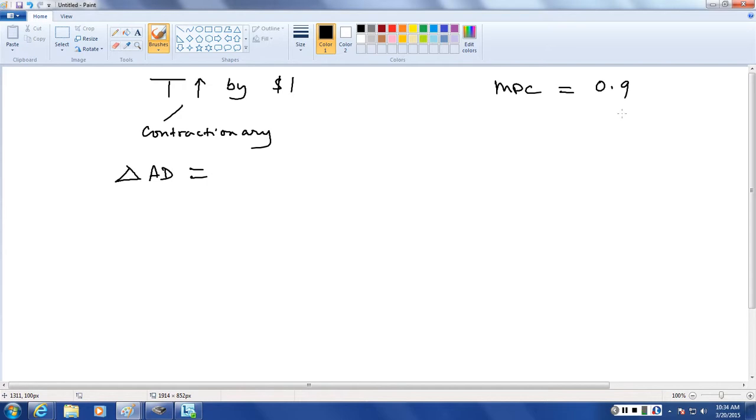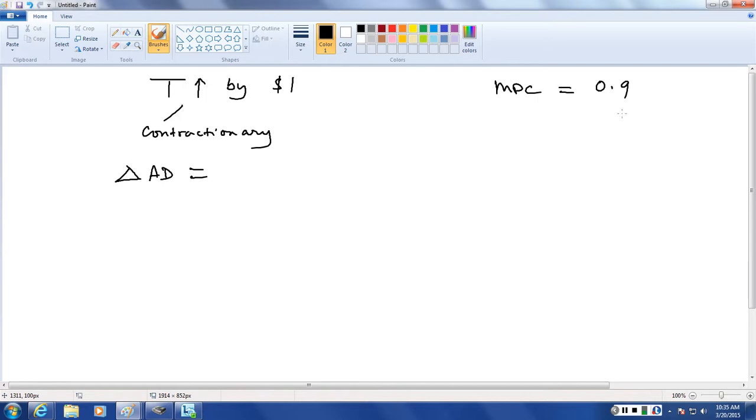Am I making sense to you? But this works both ways. The MPC works both ways, is my point. If you have an increase in income, you spend 90% of that. If you have a reduction in income, you reduce your consumption by, again, 90% of the decrease in your income.